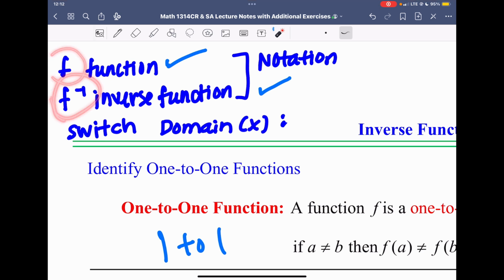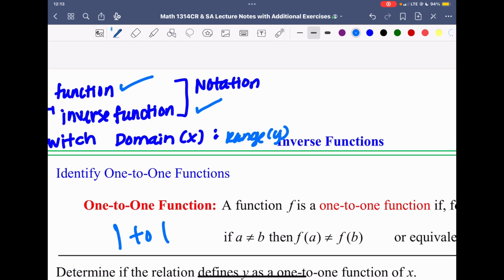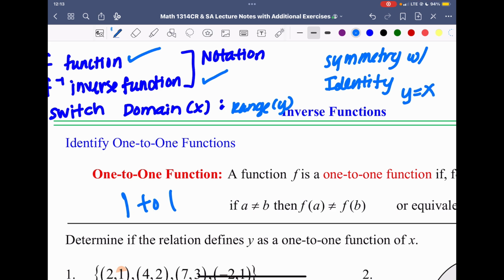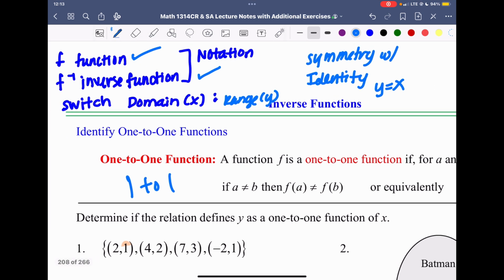The way you can identify inverses is that you're going to switch the domain and range. And so when we say domain first, it is x's, and range is y. Another thing that I want to talk about with inverse functions is that they have symmetry with the identity. And the identity is y equals x. This is again on page 19 of your functions. I would suggest that you just keep that page available to you when you're taking a test.